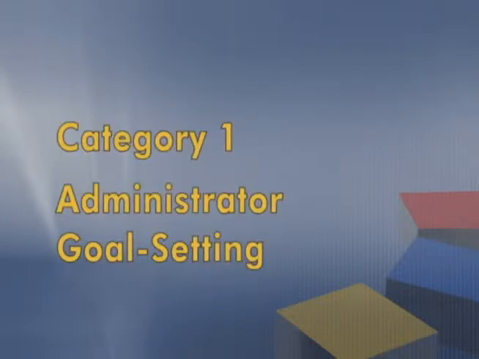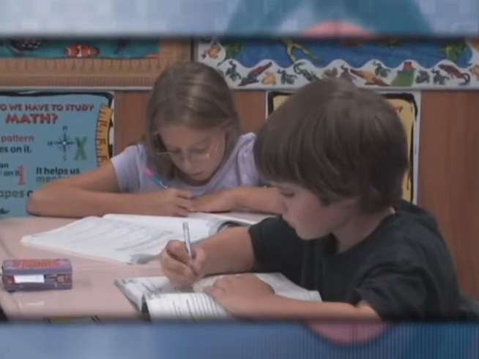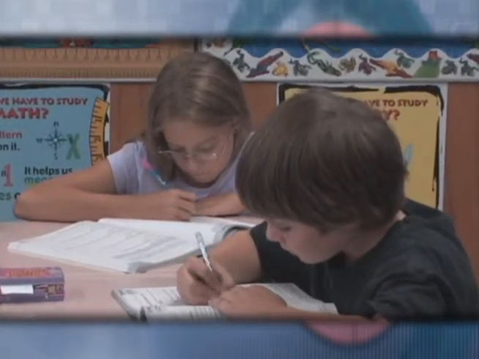The first category is administrator goal setting. Setting goals for student improvement is an important part of every educator's work. Clear, measurable goals provide a roadmap for staff, teachers, and students. The first activity is the goal-setting conference.